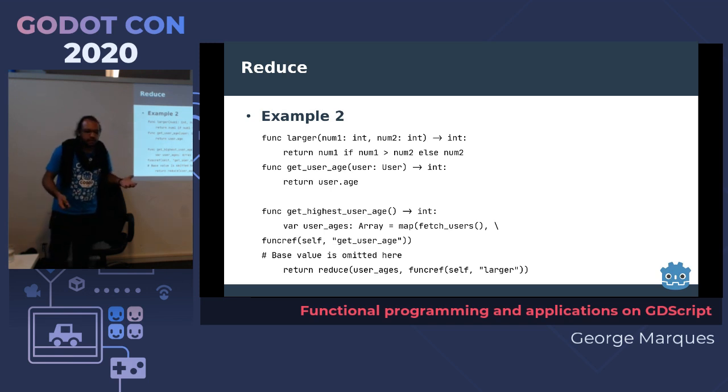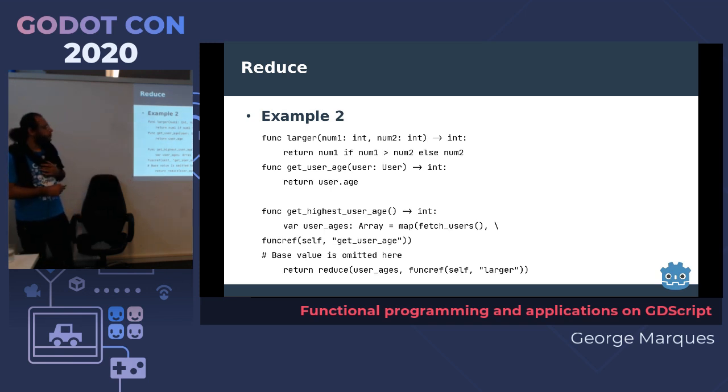Another example: you have one function that takes the larger of two elements. So if number one is larger, then it returns that. Otherwise, it returns num two. And another function to get the user age, for instance. Now you can get the highest user age because you can just map. So now you are combining map with reduce.